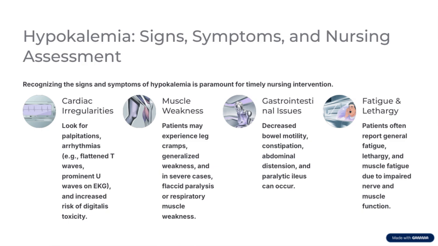Finally, let's discuss cardiac irregularities. Symptoms like palpitations and arrhythmias, such as flattened T waves or prominent U waves on an EKG, are common indicators. These are particularly important because they can increase the risk of digitalis toxicity, so vigilant cardiac monitoring is vital. Overall, recognizing these signs and symptoms of hypokalemia is essential for timely nursing intervention. Detecting these early helps prevent more severe complications and supports better patient outcomes.